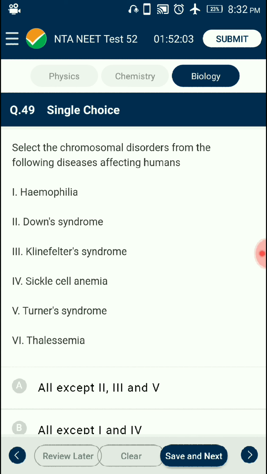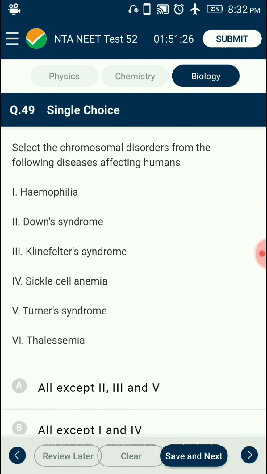Question number 49. From the following diseases affecting humans. Chromosomal disorders are diseases or conditions that occur due to a change in the number of chromosomes in individuals. Down syndrome is due to an extra 21st chromosome. Turner syndrome is caused in females due to lack of one X chromosome from the 23rd pair of double X. Klinefelter syndrome is caused due to an extra copy of the X chromosome in males, making the 23rd pair XXY.